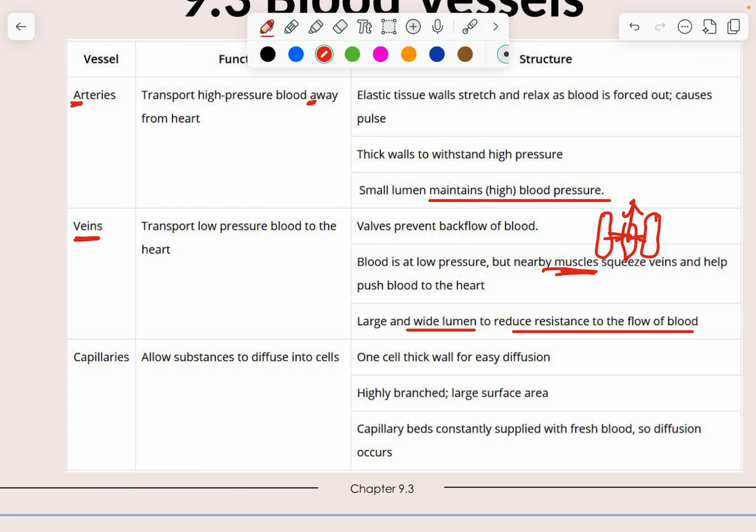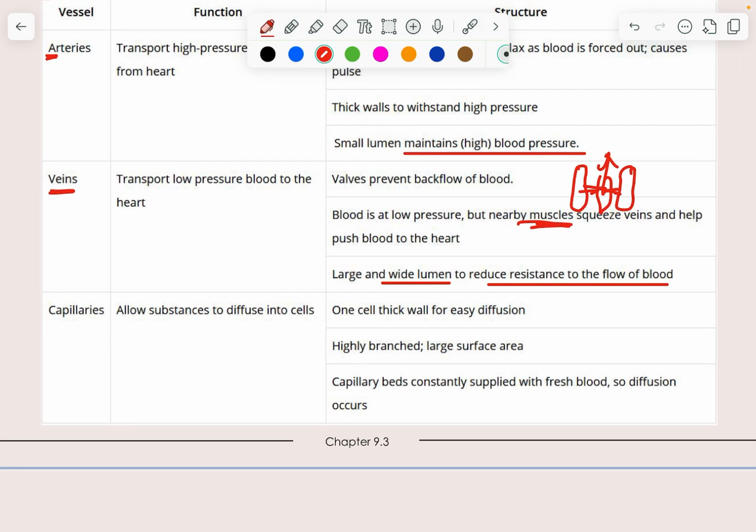We'll see some pictures later. So what does it actually do? It allows substances to diffuse into the cell. So this comes back to your concept of diffusion. So diffusion can be your gases, your nutrients, very small nutrients that will be able to undergo this sort of nutrient exchange. Okay, so they have a one cell thick wall, okay, for easy diffusion, because remember, a thin layer will have faster diffusion. I'm sure you remember the factors that increase the rate of diffusion. Comes back to this, a thinner layer.